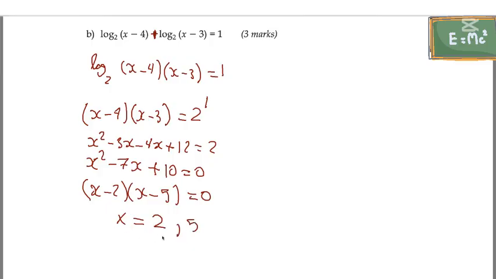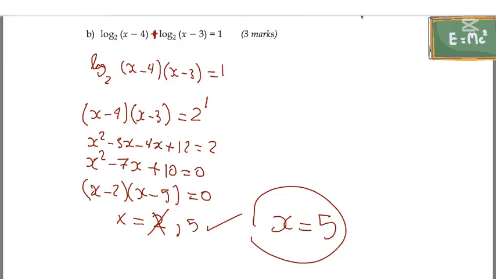We cannot accept these answers before we test them in the original function. So if we take 2 right here, 2 minus 4 is negative 2. Just know that you cannot log a negative number. You cannot log 0 or a negative number. So this has to be rejected. The 5 works here, so this becomes 1, and this becomes 2. So both logs work with 5. So 5 is your right answer. So x equals 5. Next question.